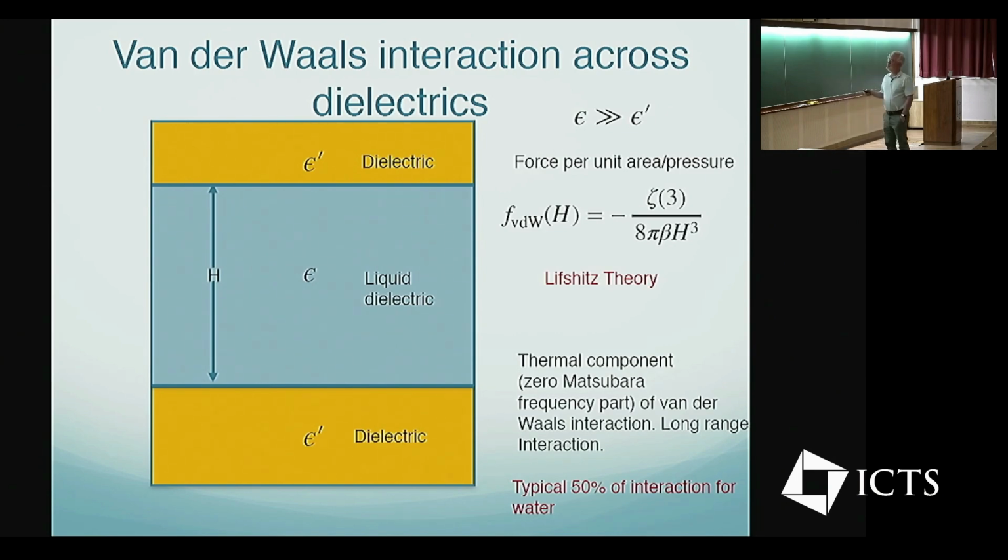You can compute this using what's called the Lifshitz theory. There are quantum parts as well, which come from the non-zero Matsubara frequencies. But in water, for instance, this thermal component is typically 50%. It's a very large part. Calculating Van der Waals forces is quite complicated. You have to know all the dielectric properties and do the full Matsubara sum. But if you do this, you get about 50% of the Van der Waals interaction.